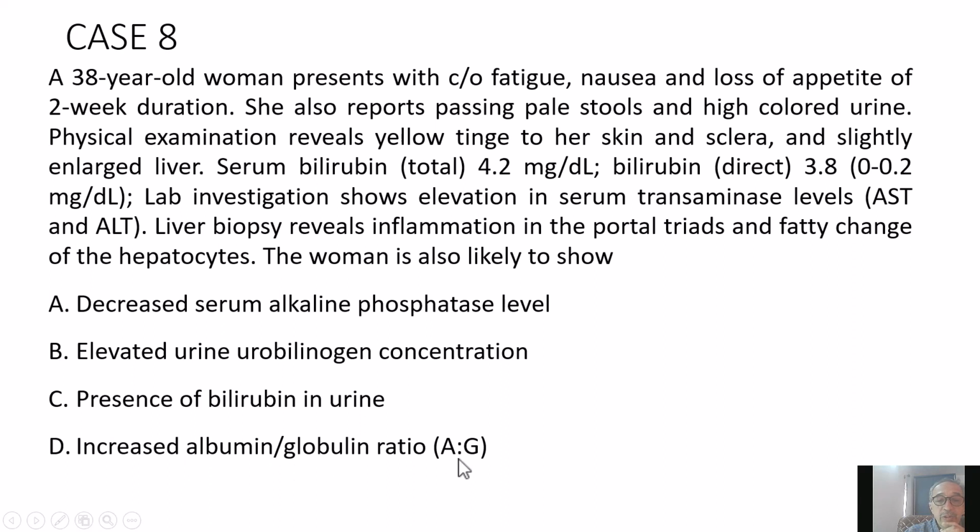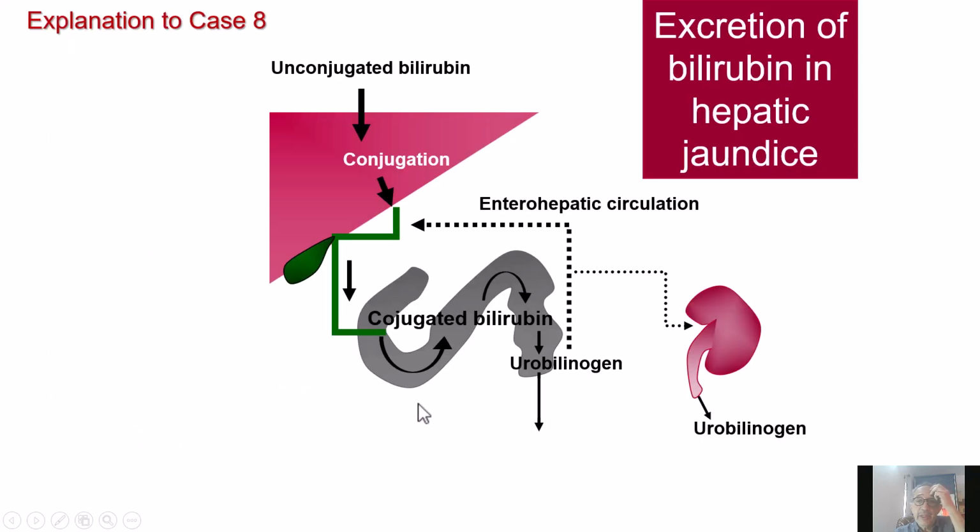Increased albumin globulin ratio? It should be decreased. In fact, it's the reverse. Hepatic failure will result in the A/G ratio being reduced, since albumin, which is synthesized by the liver, decreases. So it must be C, presence of bilirubin. Let's look at the hepatic jaundice.